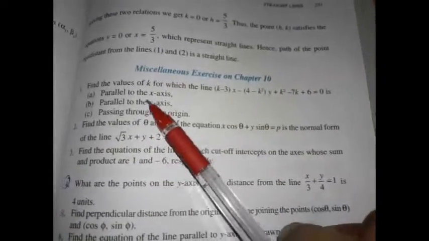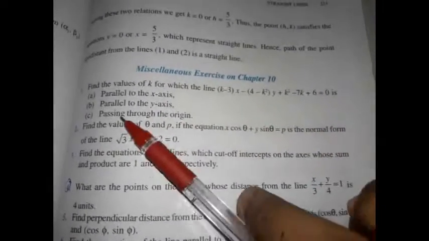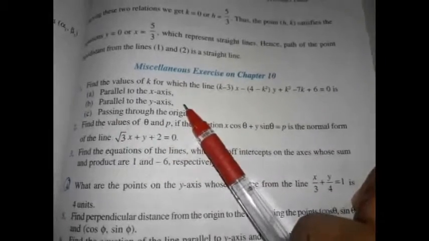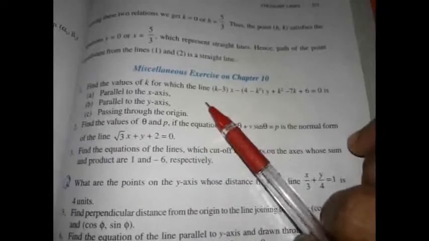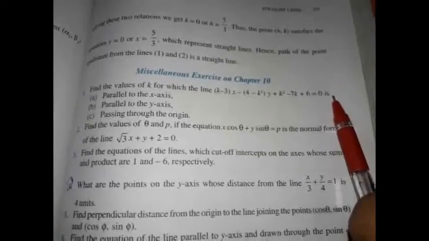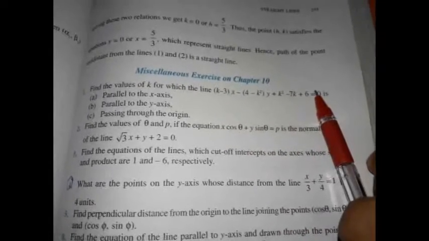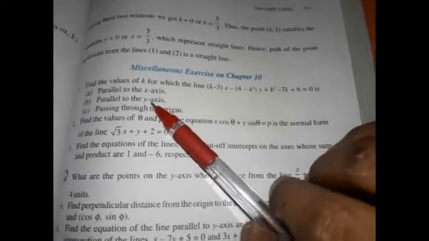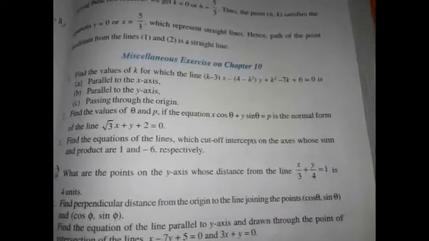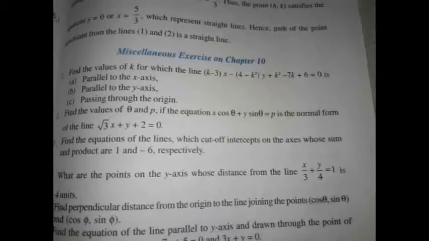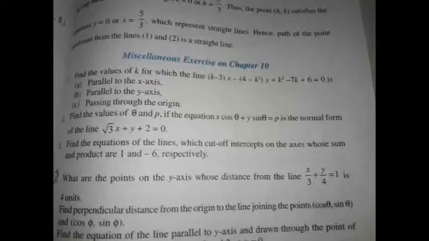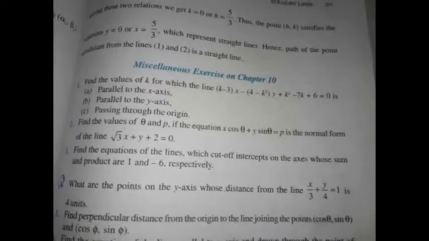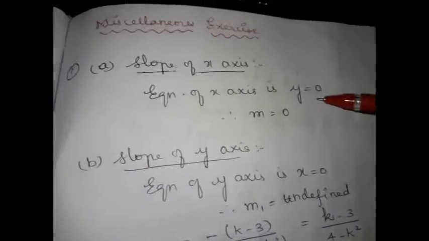Now we are in the miscellaneous exercise. First question. Find the values of K for which the line is parallel to the x-axis, parallel to the y-axis, passing through the origin. So they have given you the equation of a line and they told us to find the value of this K when it is parallel to the x-axis. Parallel, immediately what? Slope. We know the slope will be equal if two lines are parallel, right? So here it is given the line is parallel to the x-axis. So what is the equation of the x-axis? The equation of the x-axis is y equal to 0, right?